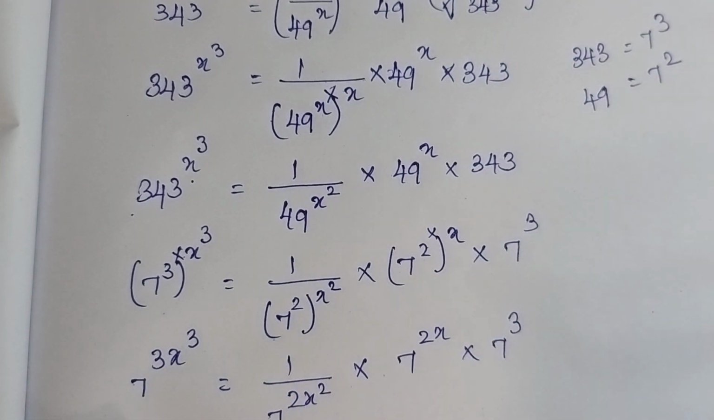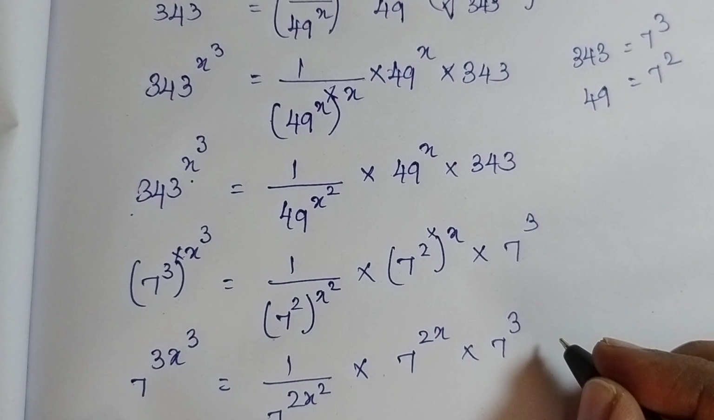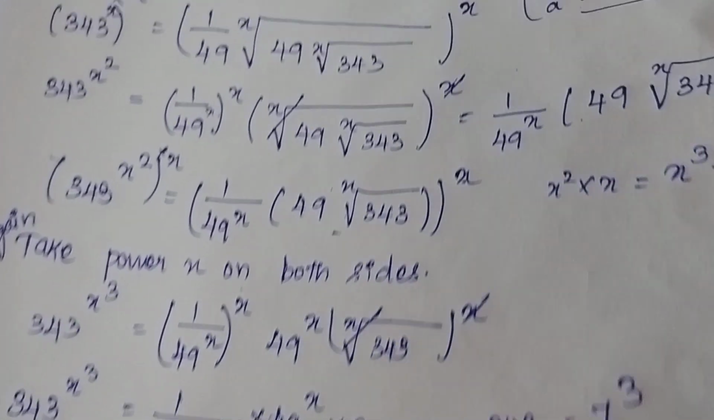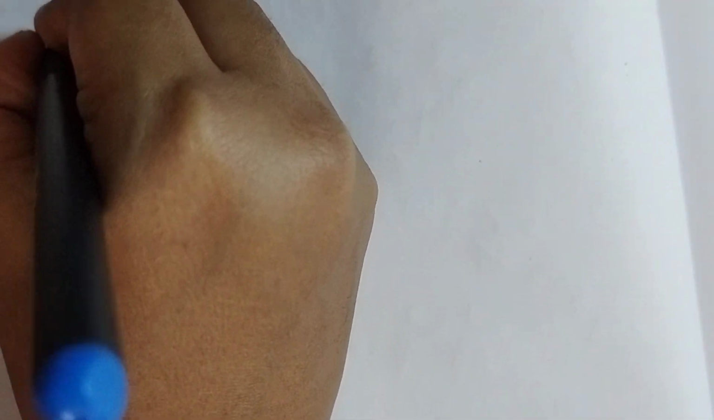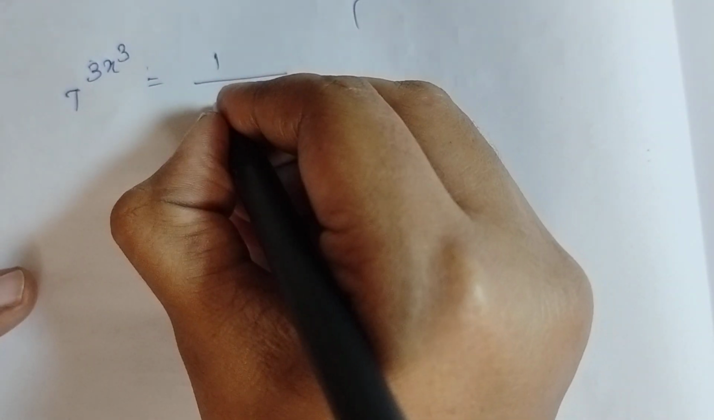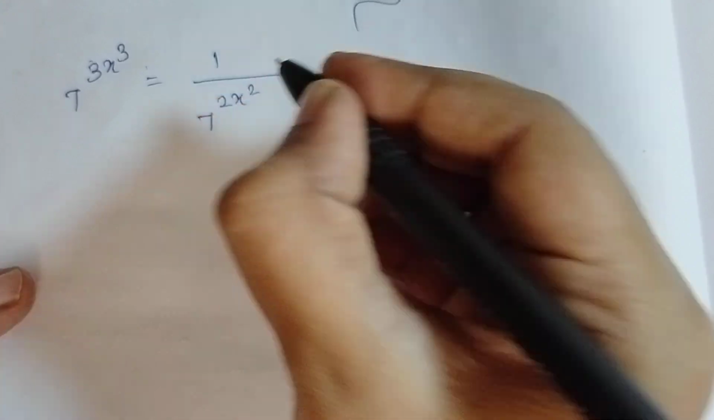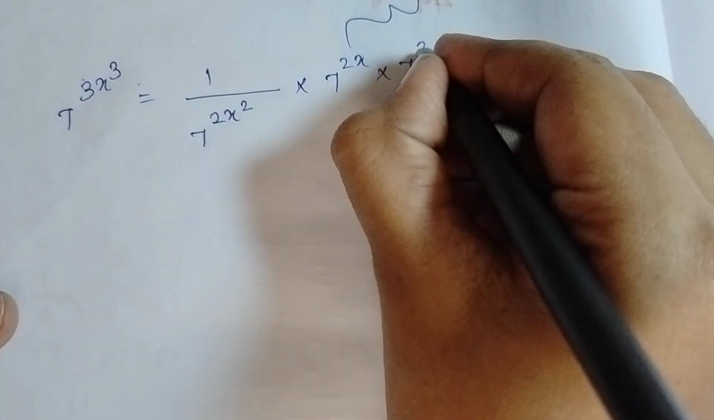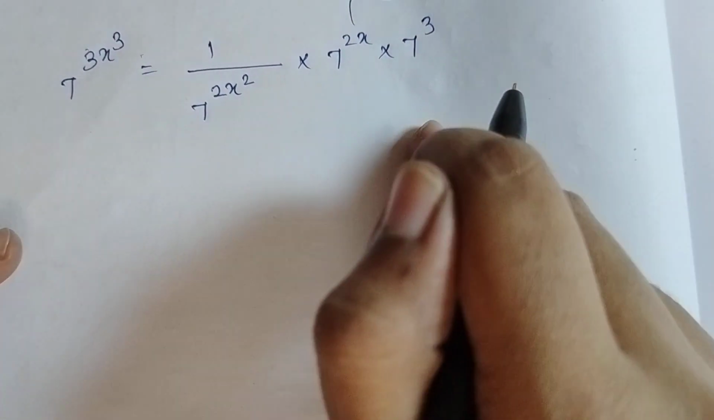Okay, now I'm going to rewrite this as 7 power 3x cube, which is equal to 1 divided by 7 power 2x square into 7 power 2x into 7 cube. So that we have that.